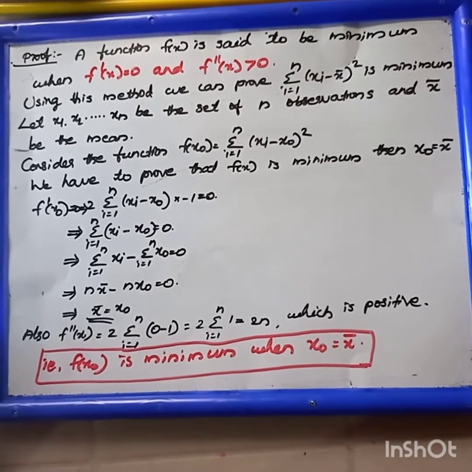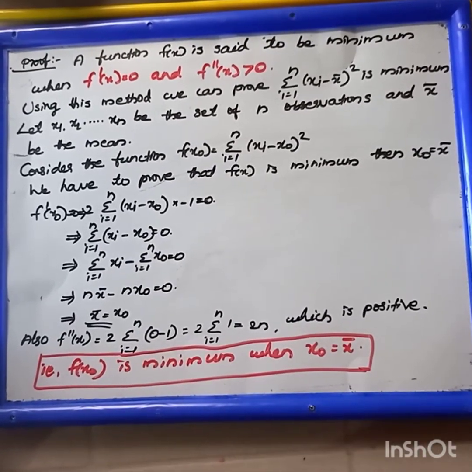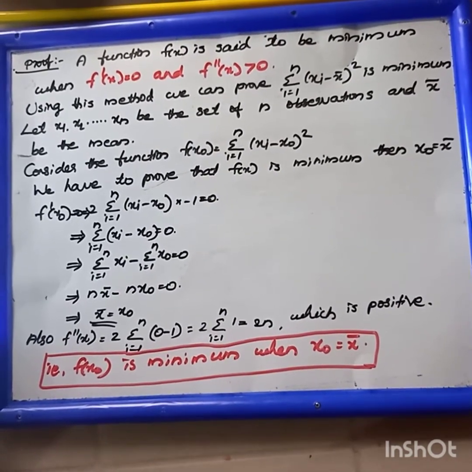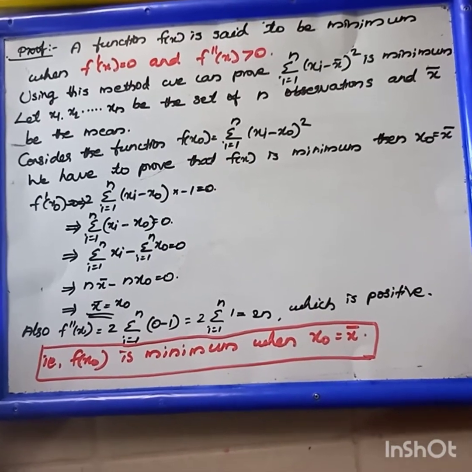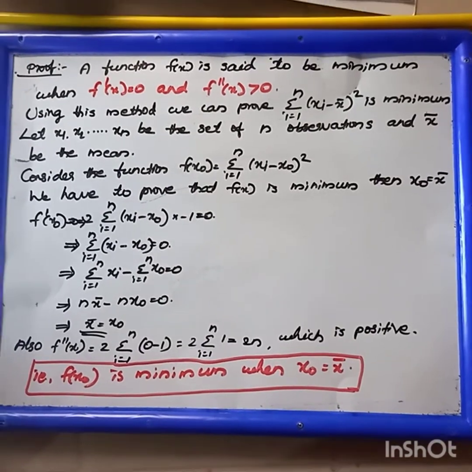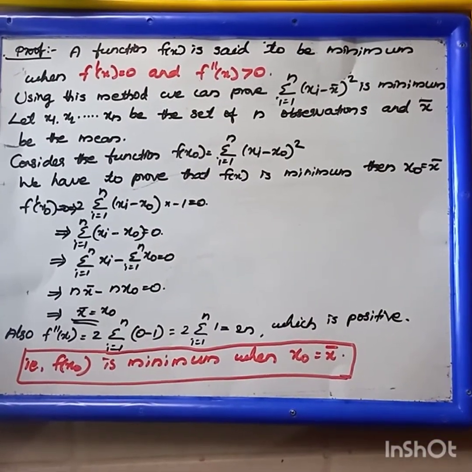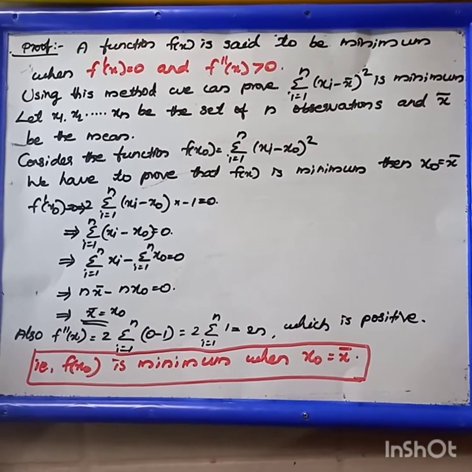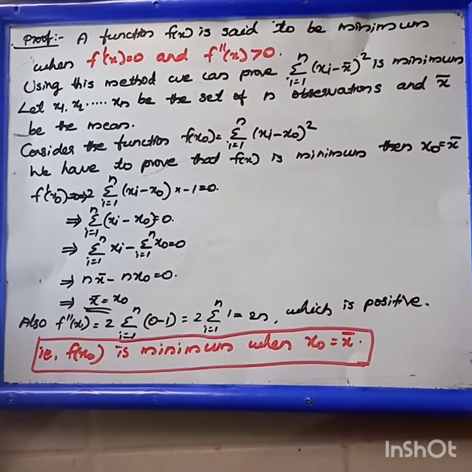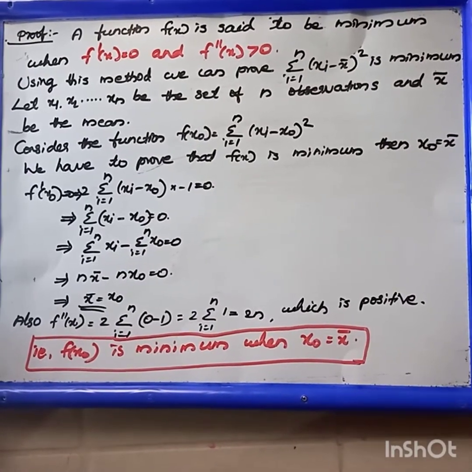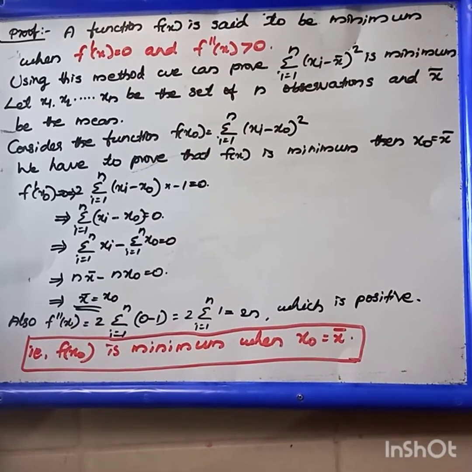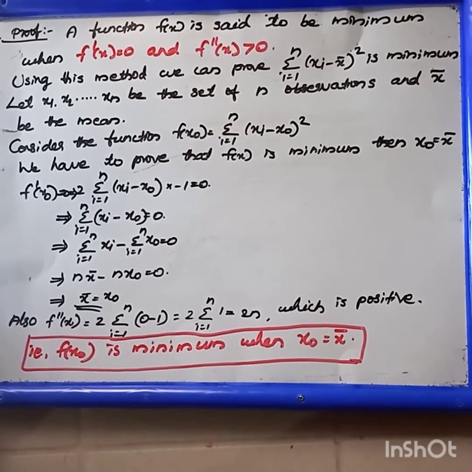A function f of x is said to be minimum when f dash of x is equal to 0 and f double dash of x is greater than 0. Using this method, we can prove summation i equals 1 to n of (xi minus x bar) whole square is minimum. Let x1, x2, etc. up to xn be the set of n observations and x bar be the mean. Consider a function f of x naught equal to summation i equals 1 to n of (xi minus x naught) whole square. We have to prove that f is minimum when x naught is equal to x bar.